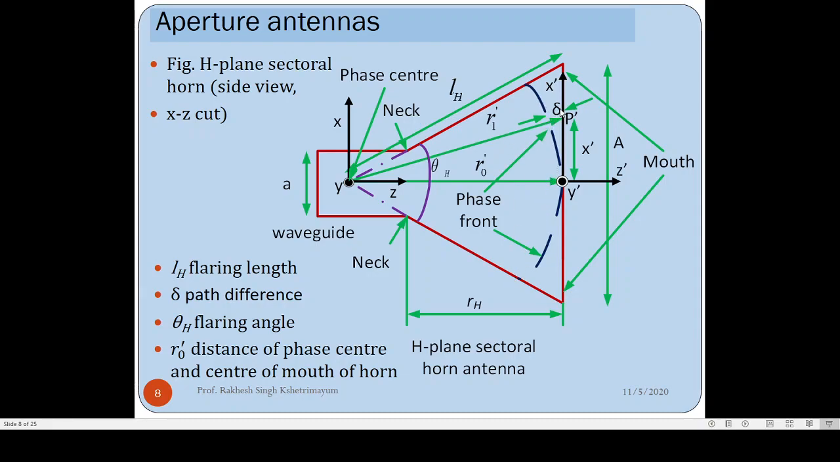So that is equal to delta. That is called the path difference. That path difference will give us phase error. So you can observe that phase error is zero here. Phase error is maximum here, because look at these two distances. It's maximum here, it's zero here. So these are the phase fronts. I believe I have defined all the parameters here. So let's go to the next slide.